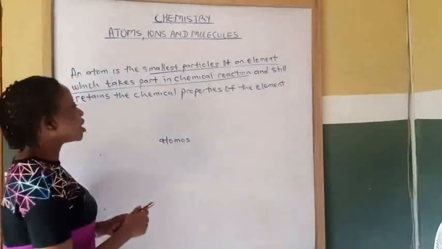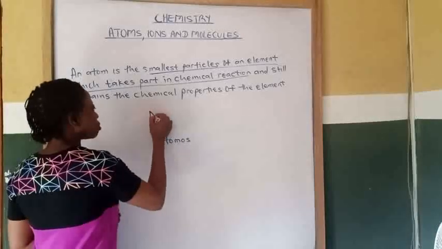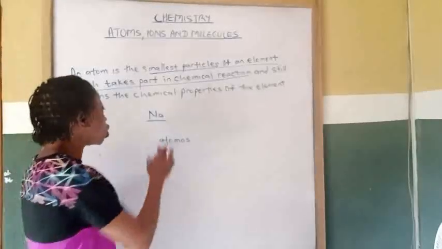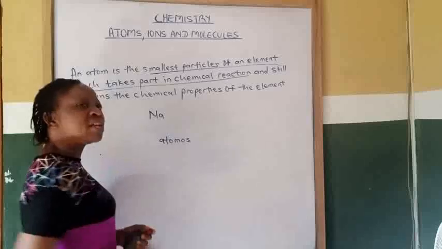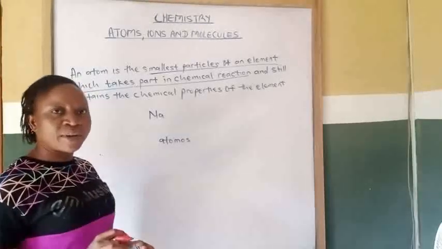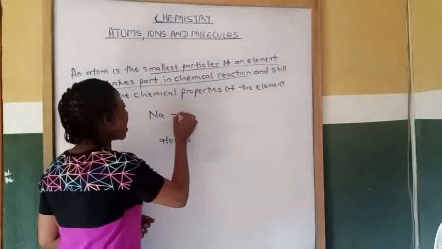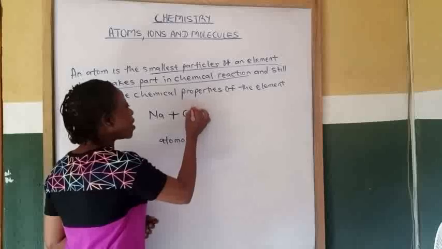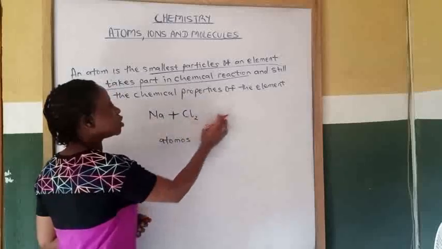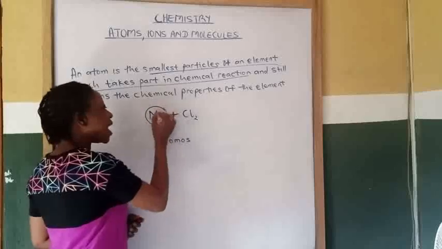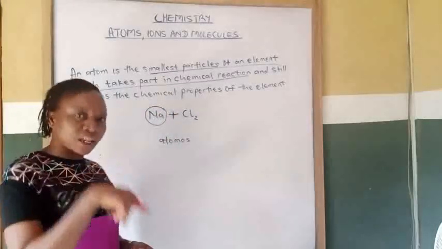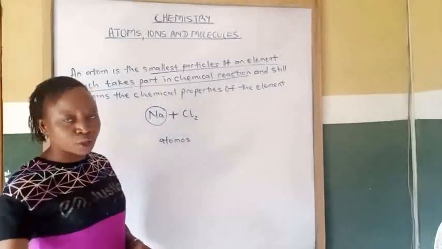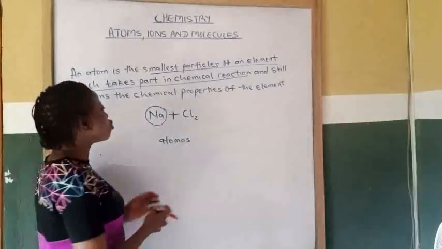Now let's take for example, Na is the chemical symbol for sodium. Sodium is an element when it is standing on its own. But when it reacts or combines with another element, for example chlorine, to form a compound, you don't call it an element anymore. You call it an atom. So an element becomes an atom when it comes to a chemical reaction.